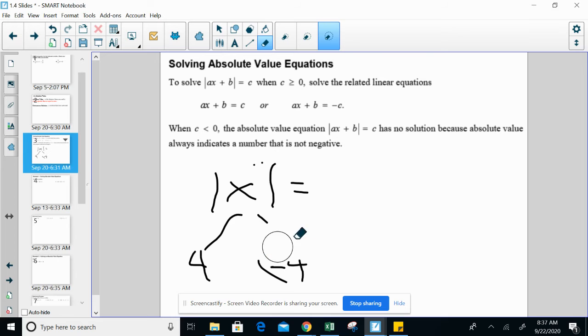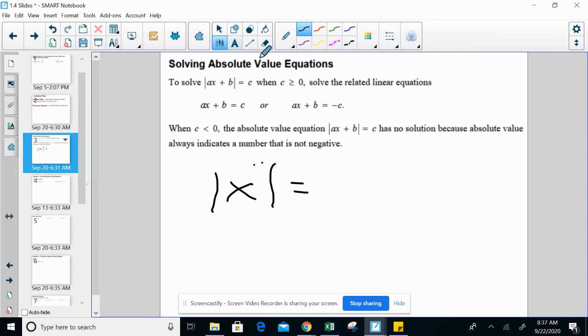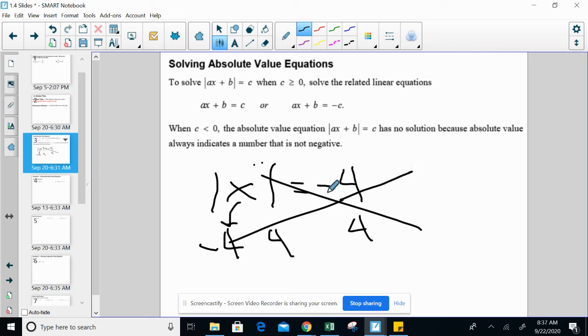Now, let me give you a situation for the second thing, where the result, or the other side of the equal sign, is negative. So let me ask you this, what works in here? You're thinking, oh, well, -4 works, right? Well, what's the problem? The absolute value of -4 is 4. And if we plug in a 4, it's just going to be +4. So there's no answer here because the absolute value is always going to be positive. There's nothing that you can plug in that will equal -4.